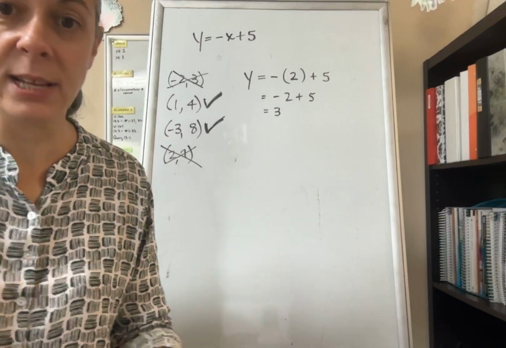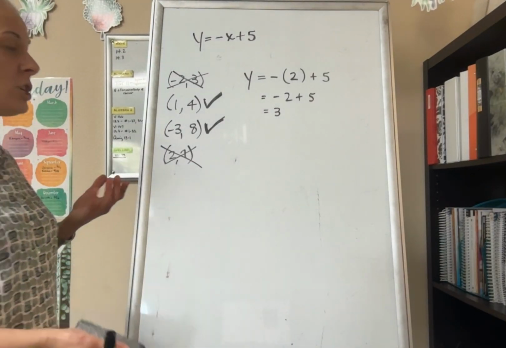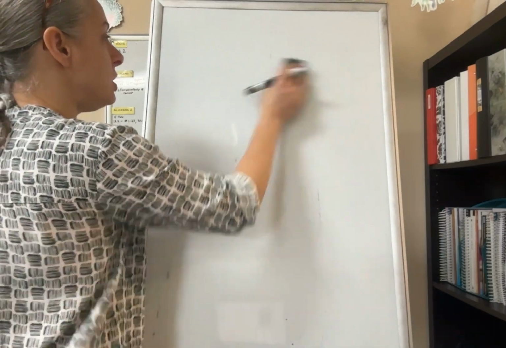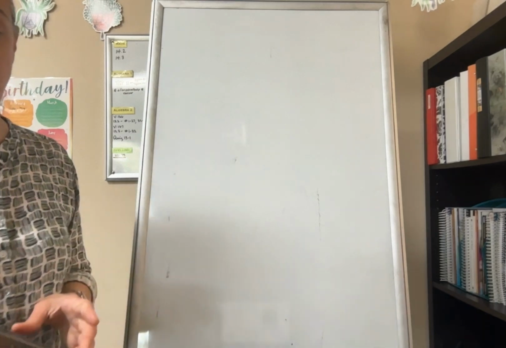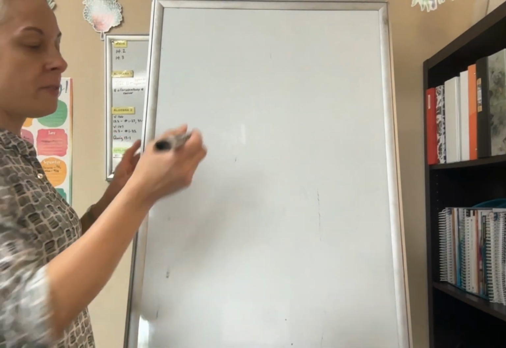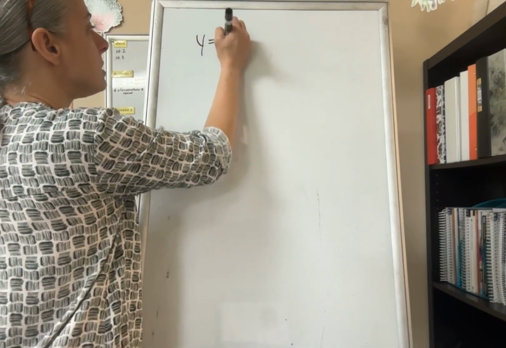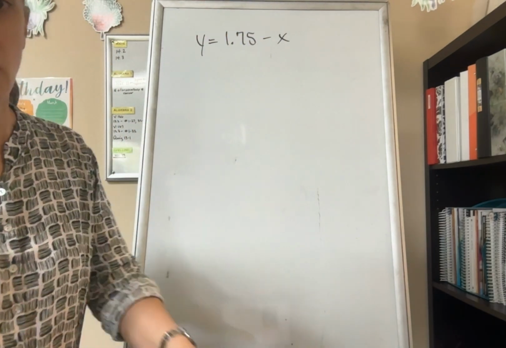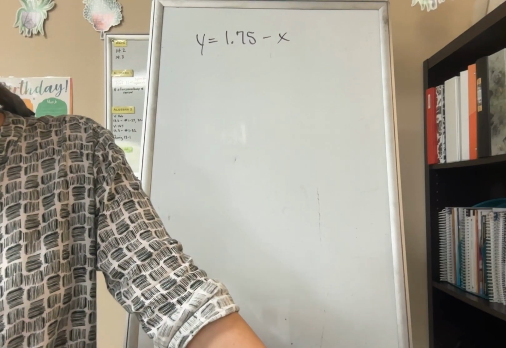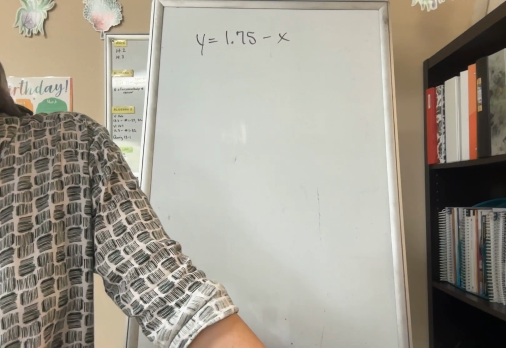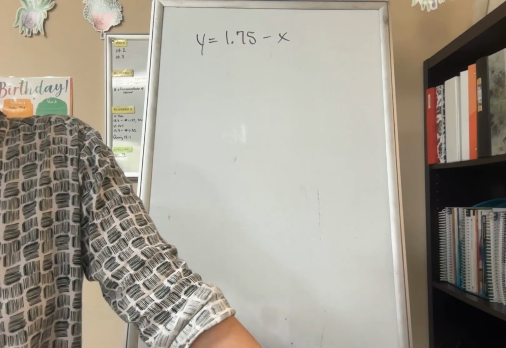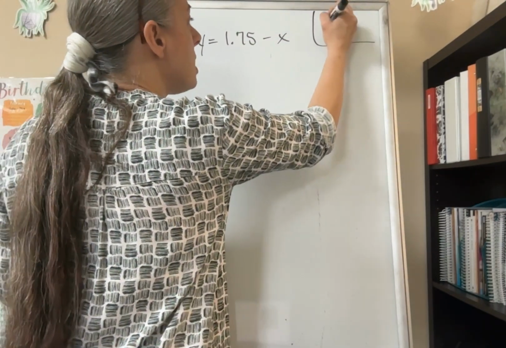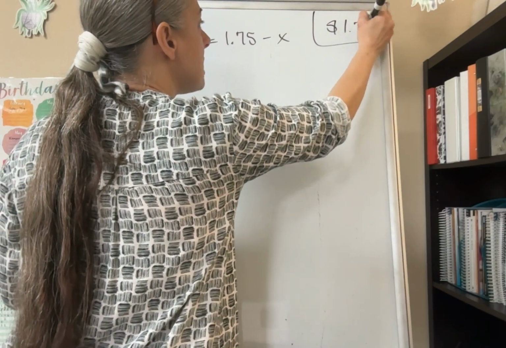So example 4, let's talk about applying functions. How can what we've learned today in this lesson be used to help solve real world problems? Well, the function y equals $1.75 minus x could represent the money that still needs to be inserted into the vending machine to buy an item that costs $1.75. So you're standing at the snack machine and you want something that costs $1.75.